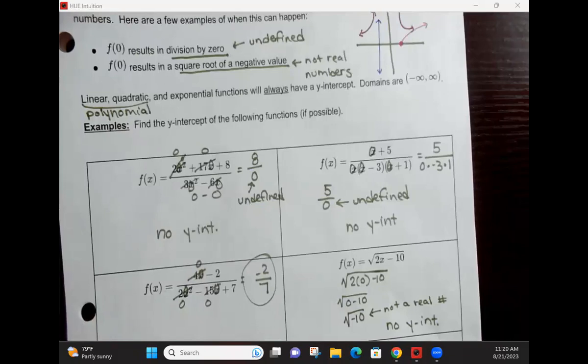Anything from negative infinity to positive infinity is fair game to plug in for x. That means it's okay to plug in 0 for x, and nothing weird happens. Nothing's undefined. Nothing's the square root of a negative. So for those types of functions, I should always expect to have a y-intercept. For some of our rational functions, which we'll talk more about, some of our square root functions, we may not always have a y-intercept, but for polynomials like linear and quadratic functions and exponential functions, we'll always have a y-intercept.